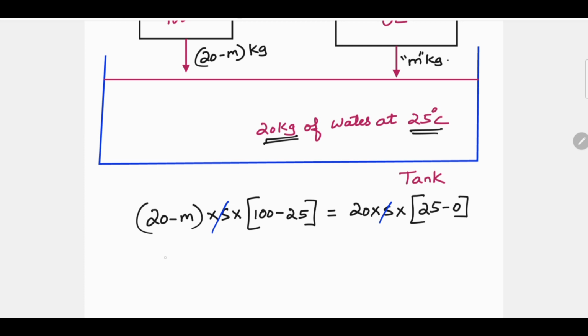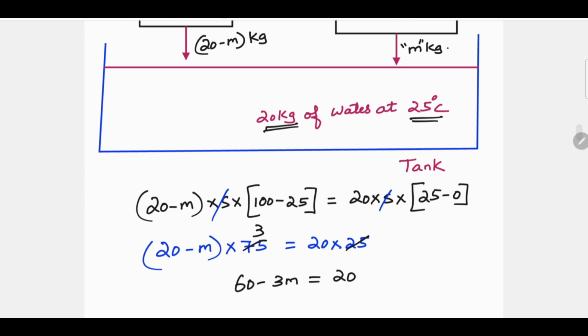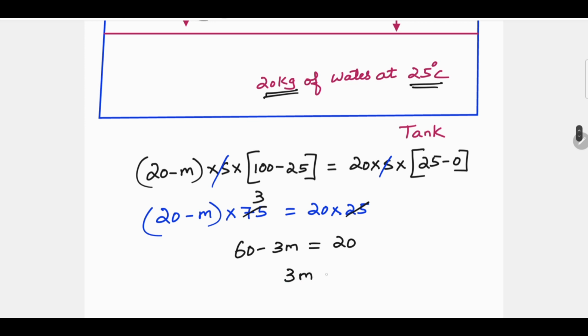Now what is left? (20 minus m) into (100 minus 25, which is 75) is equal to 20 into 25. Now it's very simple. 25 into 3 is 75. Now we can write 60 minus 3m equals 20. Or you can write 3m equals 80.